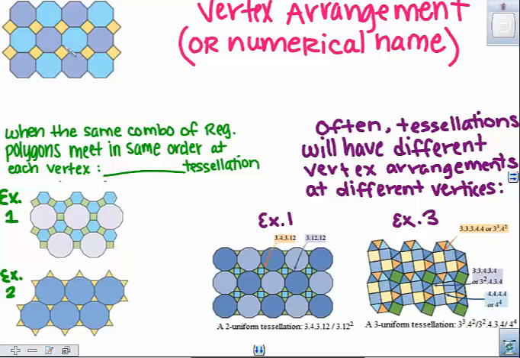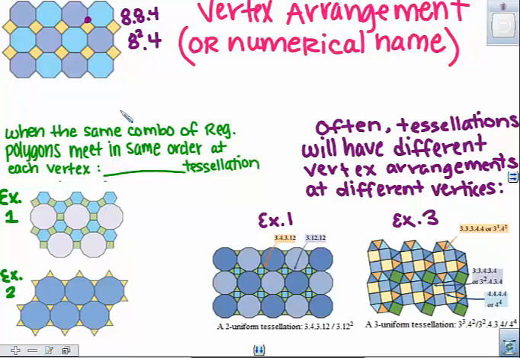So what this is called is vertex arrangement. This is looking at the vertex, or the corners, where your shapes meet. You can pick any vertex, so I'm going to pick this corner right here, and what shapes make up that vertex? That is the corner of an octagon, an octagon, and a square. An octagon is 8 sides, so that's 8, 8, and a square is 4. So this would be called its vertex arrangement, 8, 8, 4. If you have two of the same one in a row, instead of 8, 8, you could say 8 squared, and then the 4. So either one of these would be the correct vertex arrangement or numerical name of this tessellation.